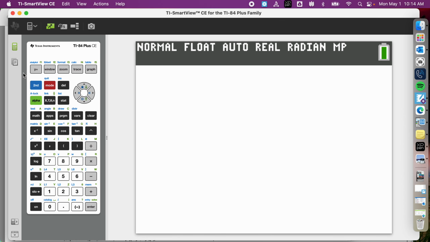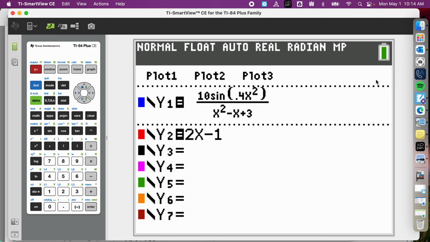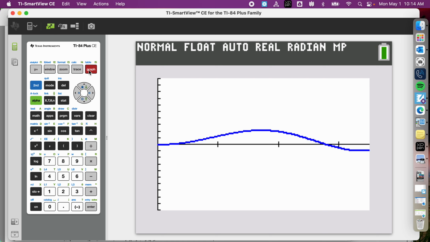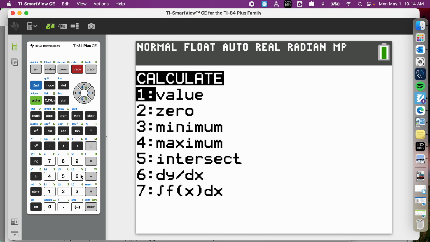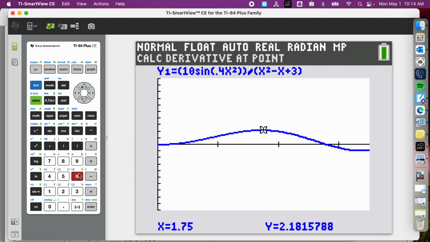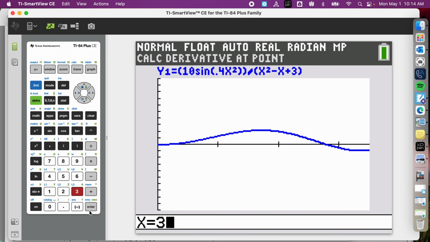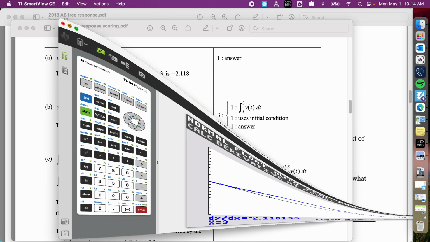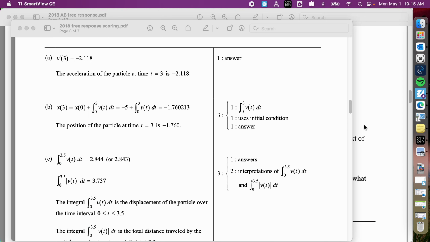Okay, in the calculator, I put that equation in Y1. Y2 will be for the last part, but I put it in for Y1. And when I graph it, if I want the derivative at a certain location, I go to the calculations menu. Number 6 is for derivative. And then I believe it was at x equals 3 or time 3. So then I would just hit 3 and hit enter. And there's my derivative, -2.118. So it wasn't supposed to be anything done by hand.